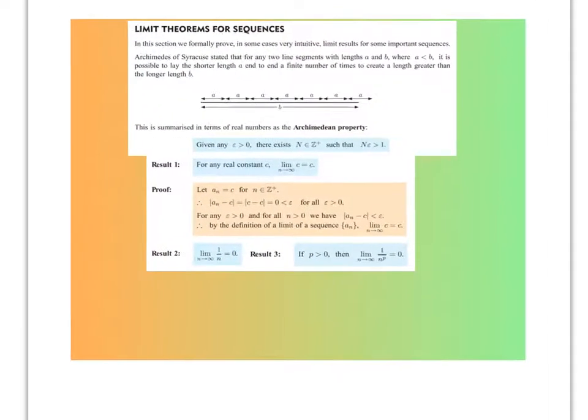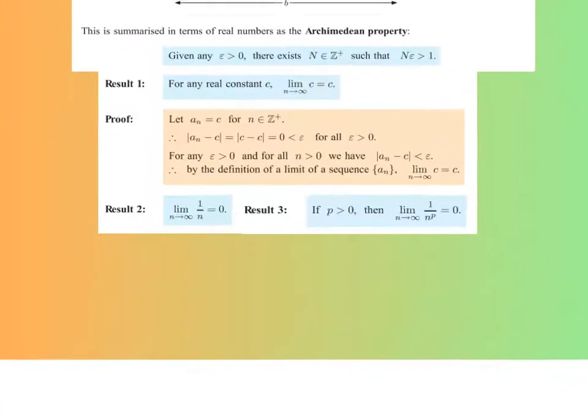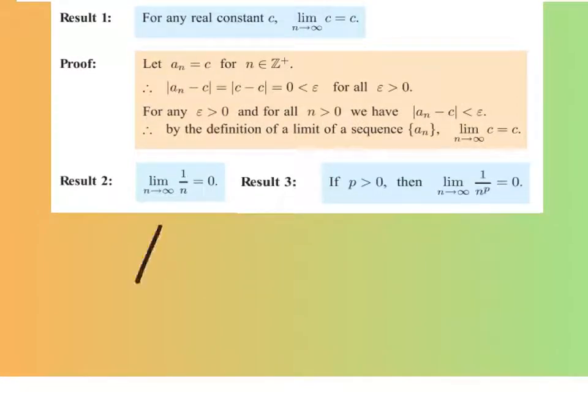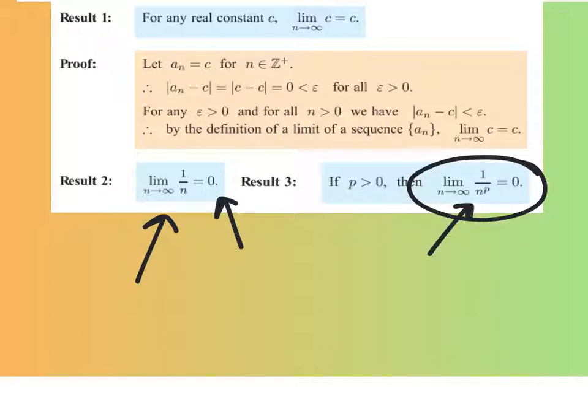All right, so limit theorems for sequences. I want to highlight just one specific thing here. Last chapter we talked about convergent integrals, improper integrals. Okay, this is for sequences only. Basically, if I took the limit as n goes to infinity of 1 over n, we'd get 0, which means it's a convergent sequence. That sequence would eventually get close enough to 0. This is always going to be true in this form as long as p is greater than 0.